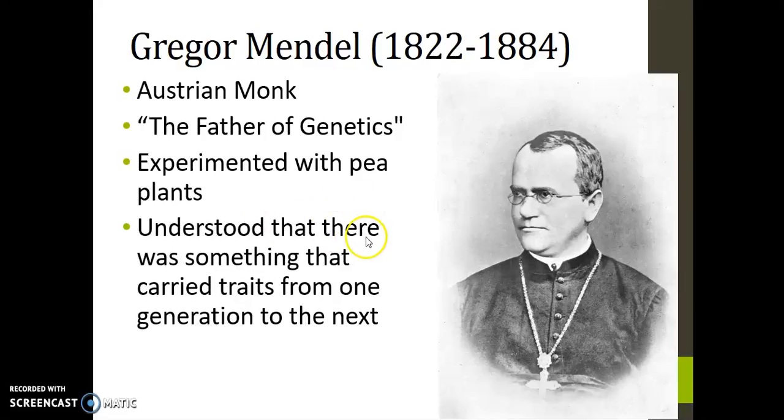So what he figured out was that there was something that carried traits from one generation to the next. He didn't know what that was. They had no idea what DNA was at the time, but from all of the breeding he did with the plants, he knew there was something going on.